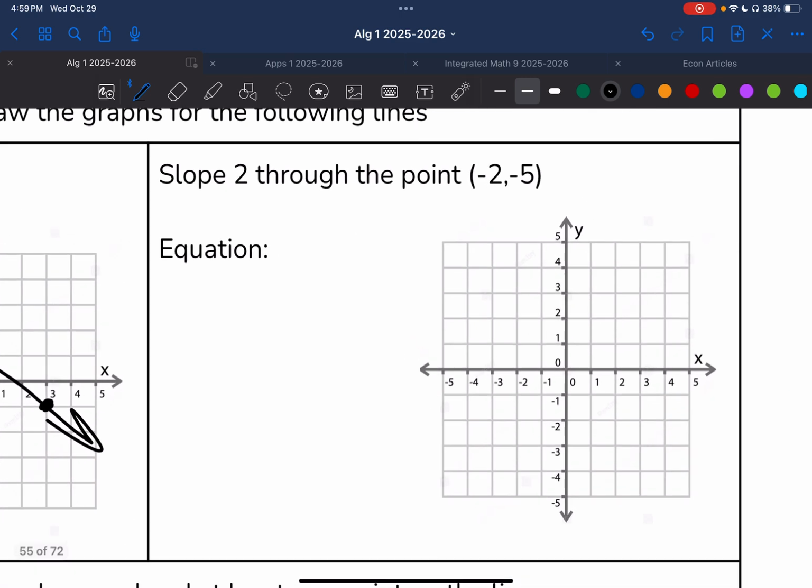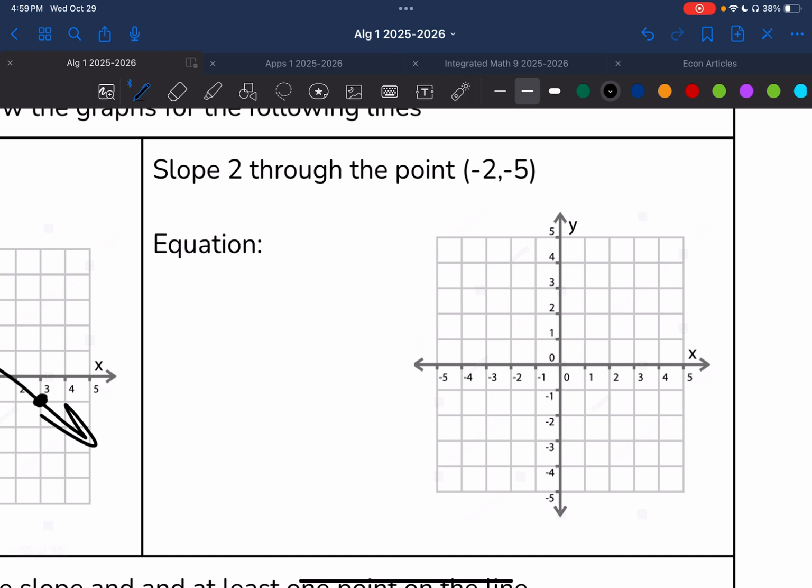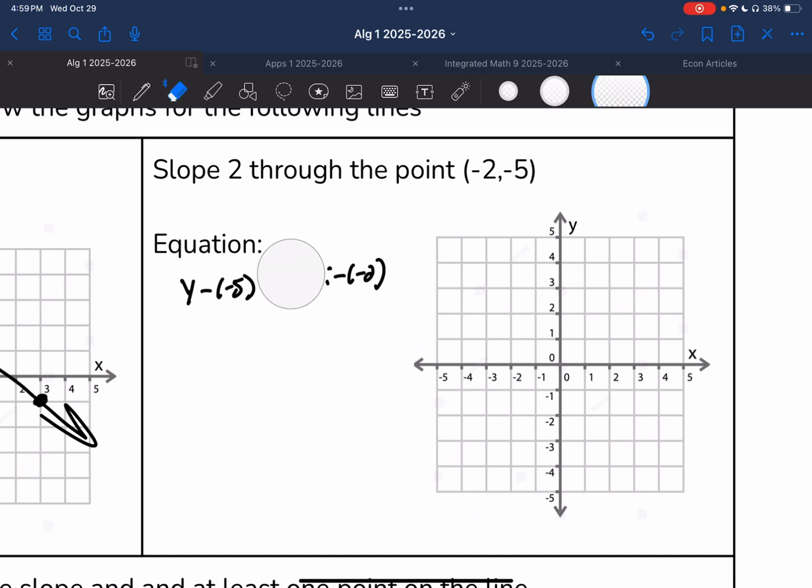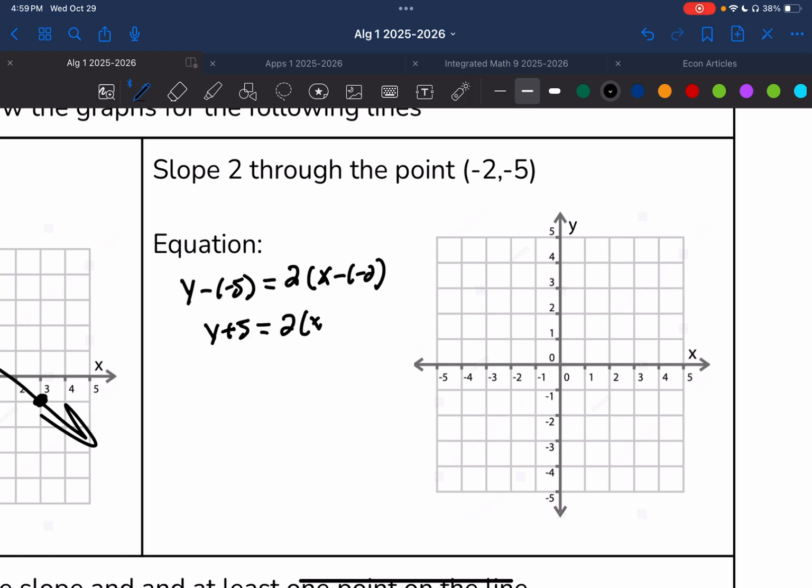Okay, and then over here we have a slope of 2 through the point -2, -5. That's going to be y minus -5 is equal to m times x minus -2. Oh, sorry, and we know m here. We don't need to write m. We can write the slope. We know it. It's 2. So that means it's going to be y plus 5 is equal to 2 times x plus 2. And now to graph it, we go to -2, -5, and then if we have a slope of 2, we know we're going over 1, up 2. We can plot all of the points like that. Boom.